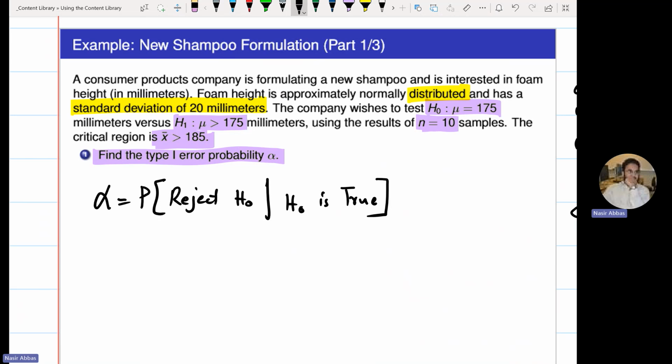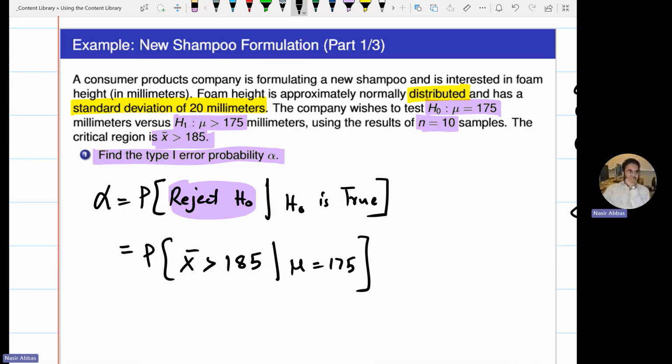Correct? Now look at the question. The question is giving you the rule for rejecting. When will you reject H naught? What is the rejection region or critical region? You will reject if X bar is above 185. And what is H naught? That mu is 175. Correct? Now, how do we solve a question of probability related to X bar?